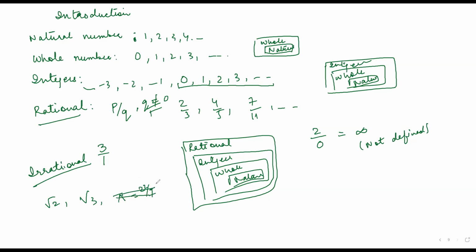So if I combine everything, rational plus irrational, they are called real numbers. Understood? So in class 10th, the first chapter is actually called real numbers. There you will be dealing with every kind of number. If you include every kind of number, the set basically is called real numbers. Okay.